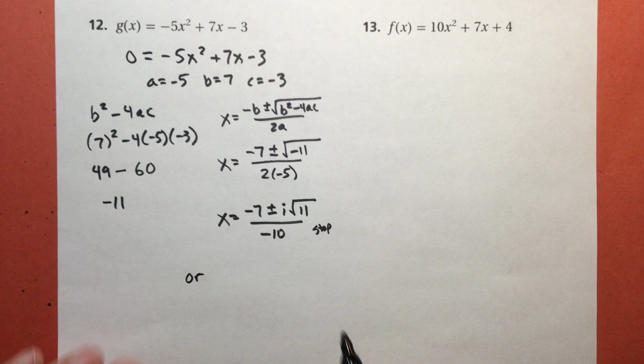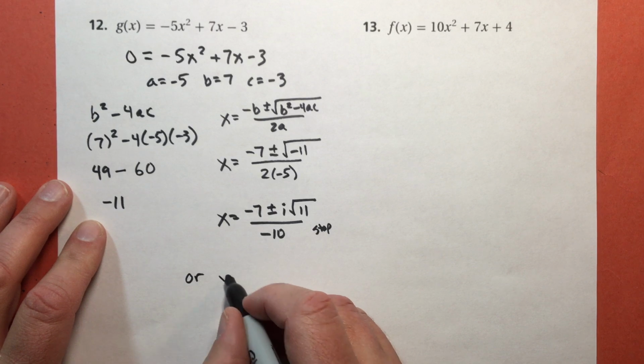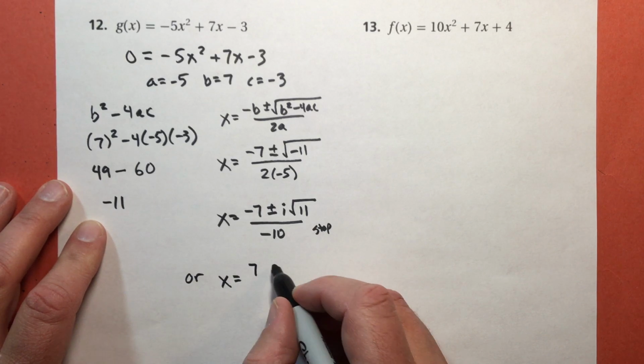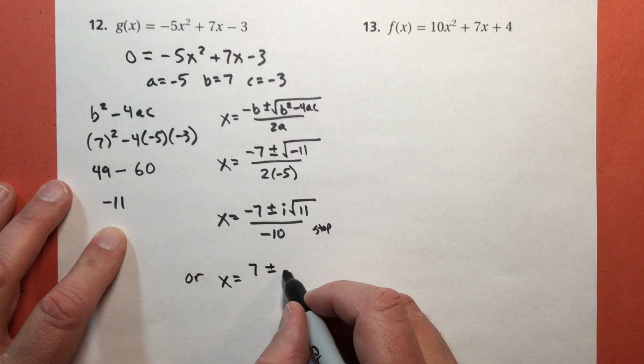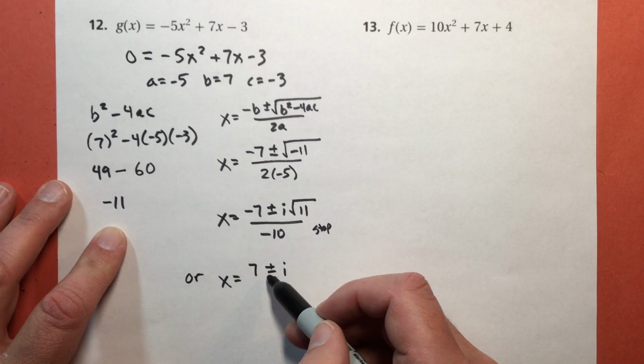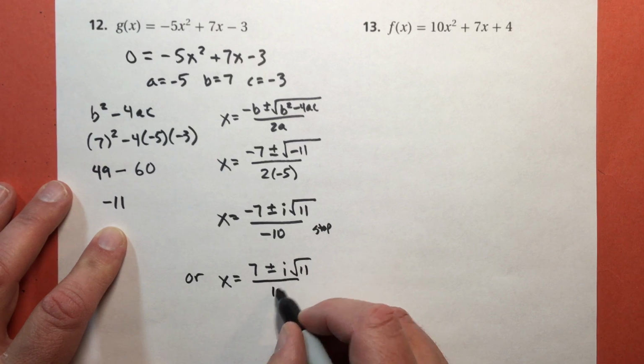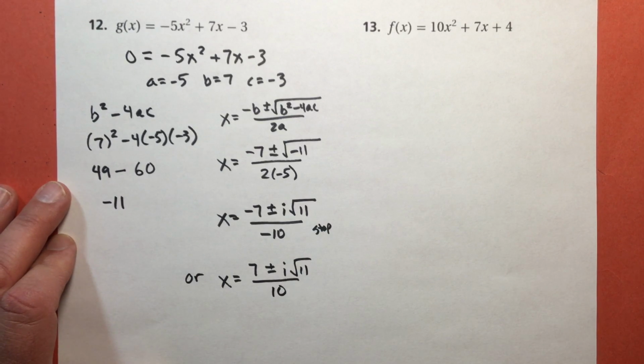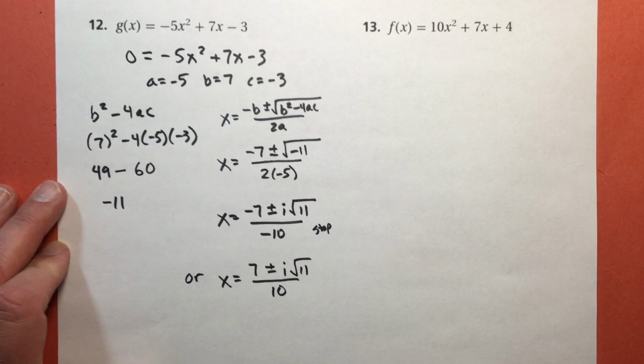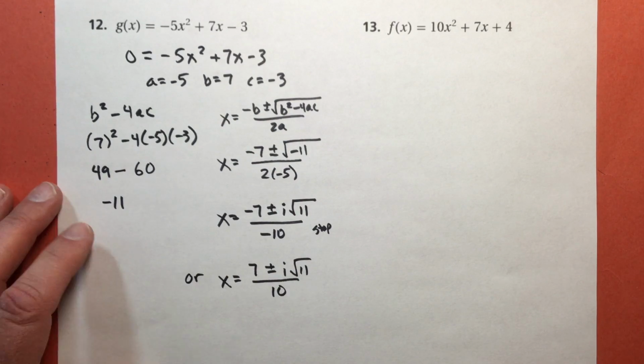If I go through and multiply the top and the bottom by negative, I'm going to get +7, still going to get plus or minus i, just the plus becomes the minus and the minus becomes the plus, over +10. And this is what I would have gotten if I had switched all the signs at the beginning. But believe it or not, it's the same thing.